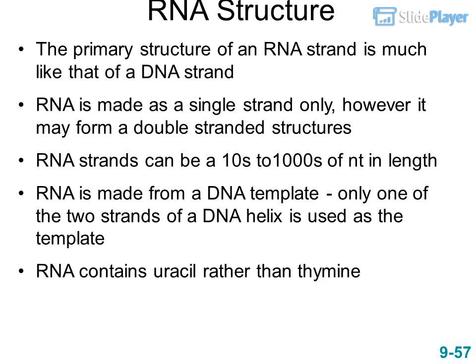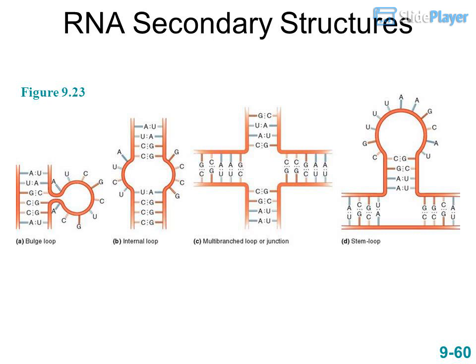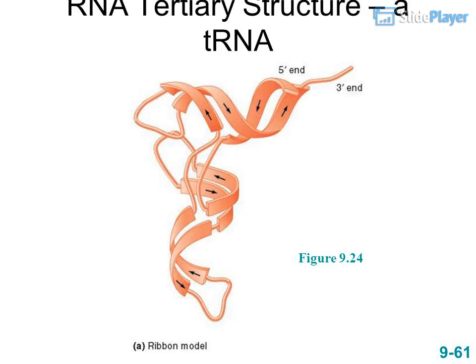RNA is made from a DNA template; only one of the two strands of a DNA helix is used as the template. RNA contains uracil rather than thymine. Figure 9.22. RNA secondary structures. Figure 9.23. RNA tertiary structure, tRNA. Figure 9.24.